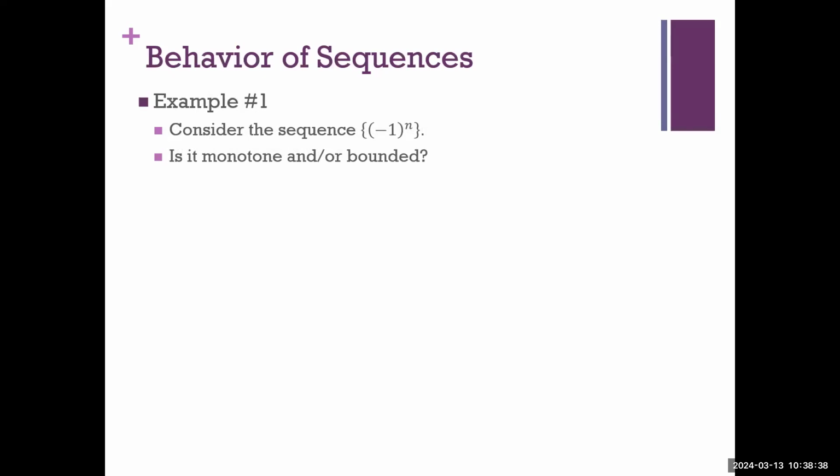So (-1)^n, is it monotone? Okay, let's go to bounded. Is it bounded? Right, so here's the thing. If you tell me it's bounded, you better be able to tell me, like these bookends, give me a number that is less than or equal to all the values of that sequence. Is there one?